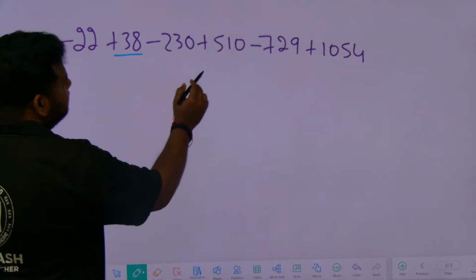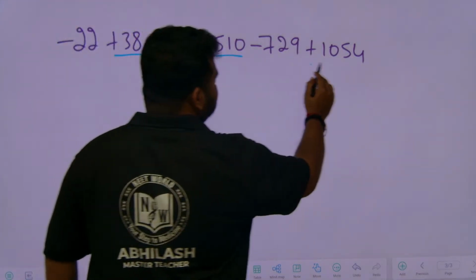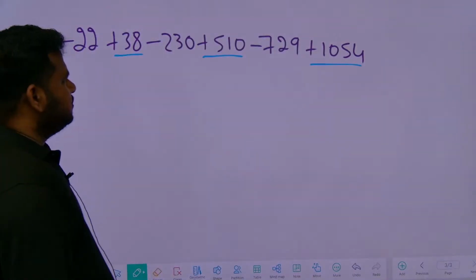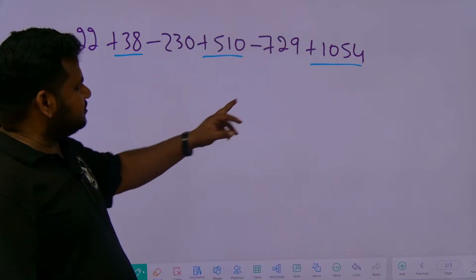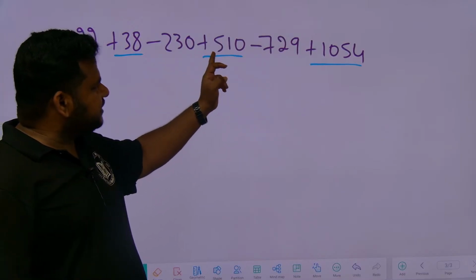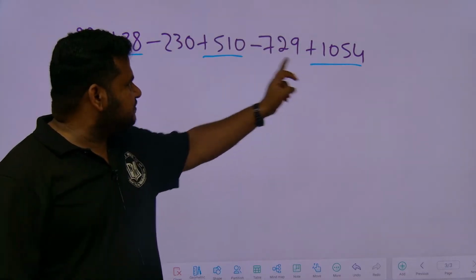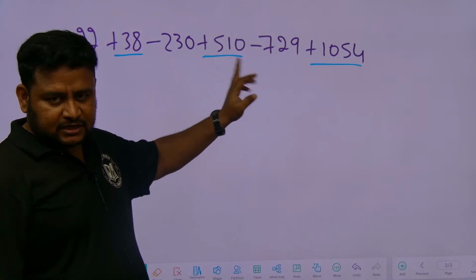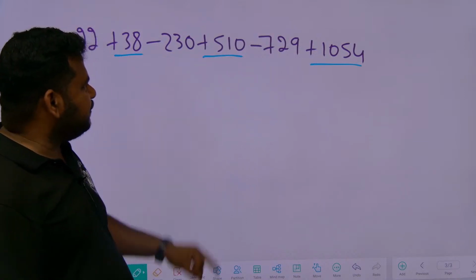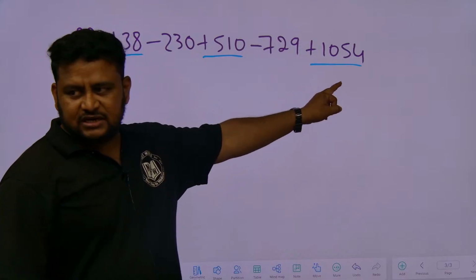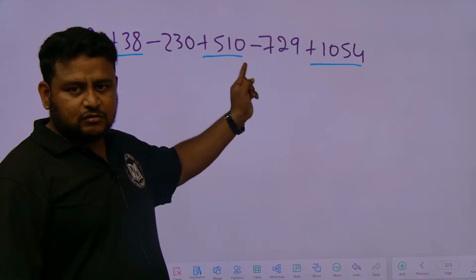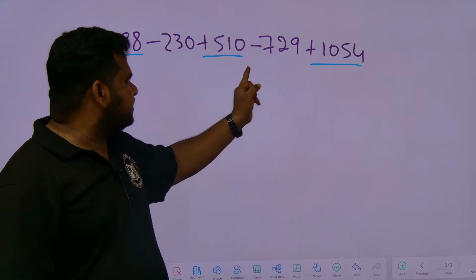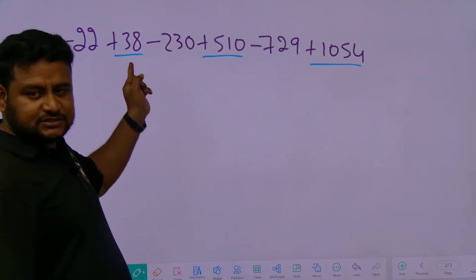38 is a plus term, 510 is a plus term, 1054. So add all of this. 1000, see here, how I will calculate. 500 is there here, 1000 is there. 1000 plus 500, 1500. 1500 plus 50 I will take, 1550. 1550 plus 10 is there, 1560. 1560 plus 30 is what?